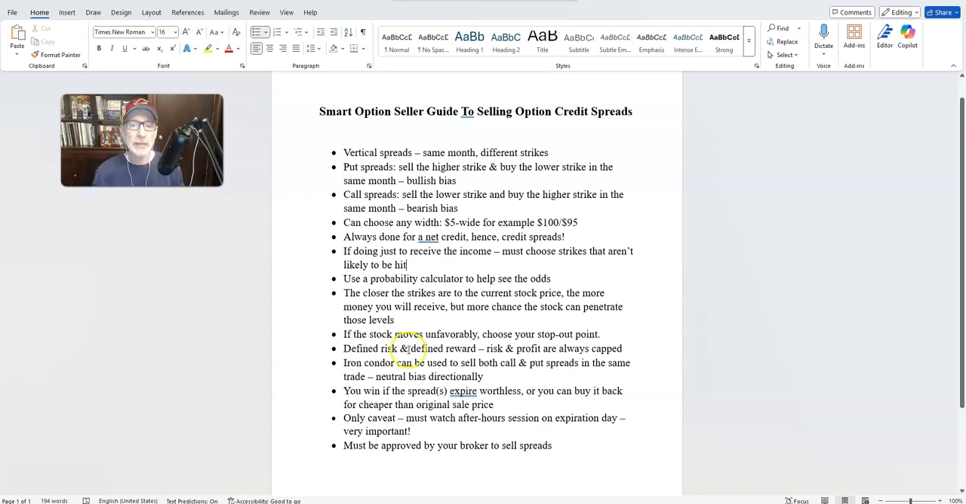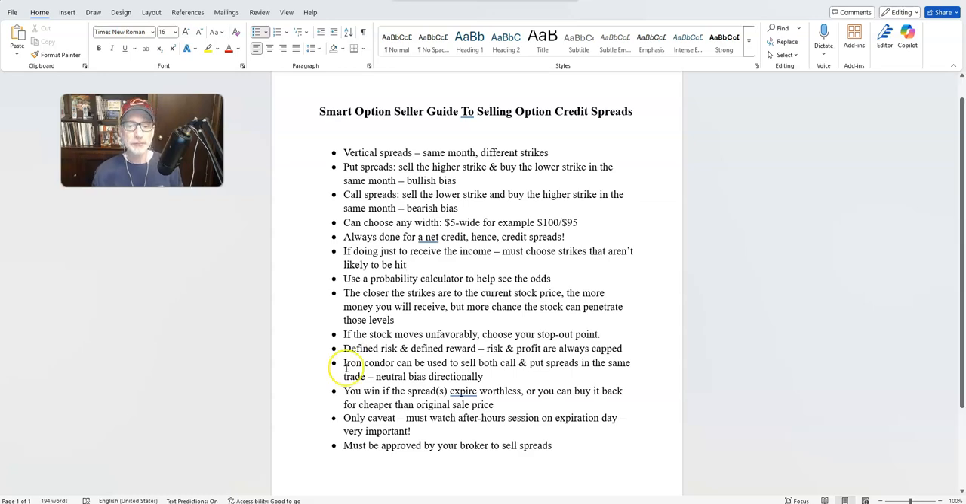All right. And these spreads here have a defined risk and defined reward, meaning once you sell the spread, the risk is capped and the reward is capped. You can't make any more money than what you sell the spread for. Whatever you sell the spread for initially, that initial credit, that's the most money that you can make on the spread. And also the loss is going to be capped as well.